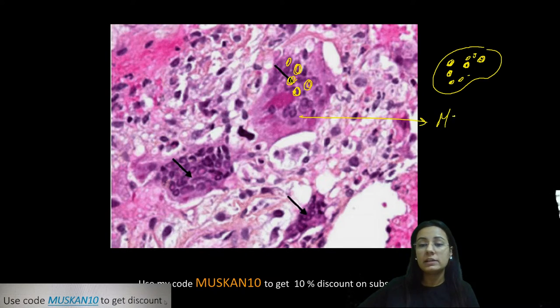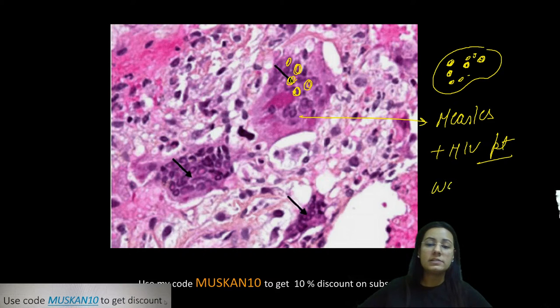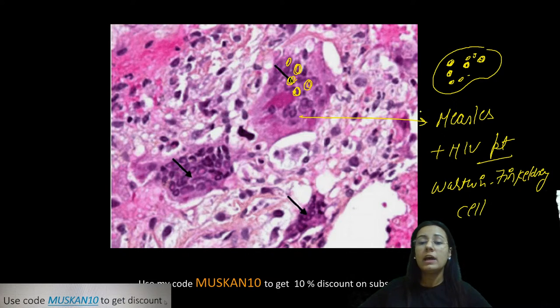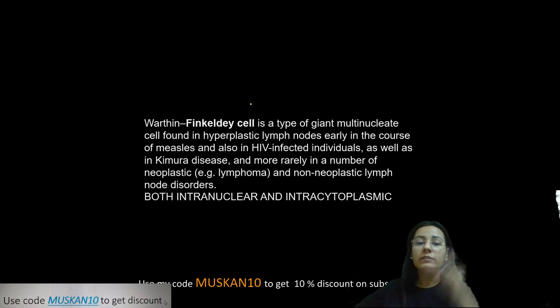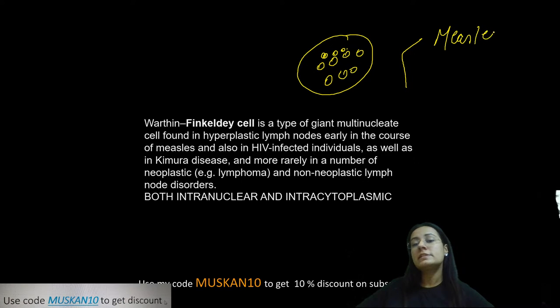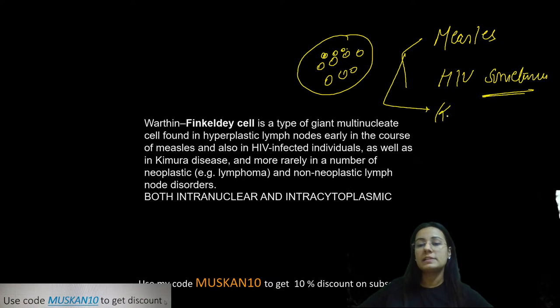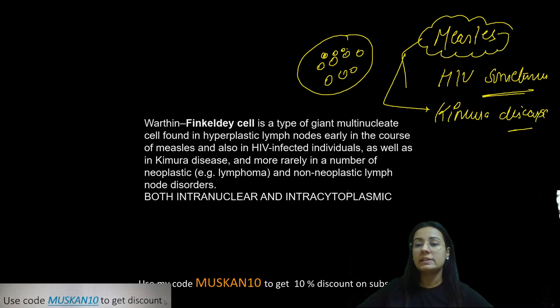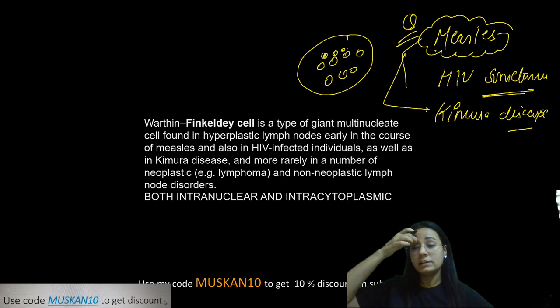Okay, and it is seen in measles and sometimes as well as in HIV patients. So what is it? It is Warthin-Finkeldey cells. Okay, how to remember: measles ko ulta karte hain W, Warthin-Finkeldey cells milti hain. They are nothing but giant multinucleated cells found in hyperplastic lymph node, seen in measles and sometimes HIV patients, as well as in Kimura disease. Just remember the most important example, that is measles, sometimes HIV and Kimura disease.